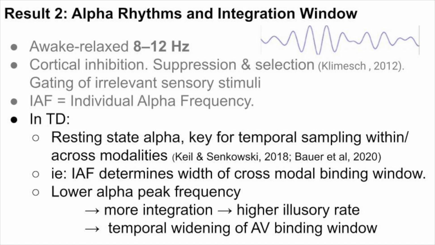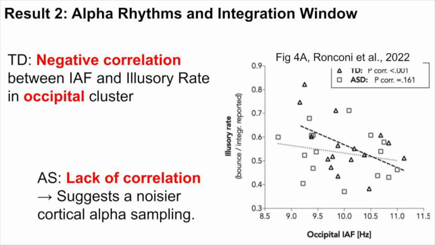A lower alpha peak frequency means more integration and higher illusory rate, indexing a temporal widening of the audio-video binding window. The TD group reflected the result of a negative correlation between IAF and illusory rate. The autistic group showed a lack of correlation. This suggests a noisier cortical alpha sampling.